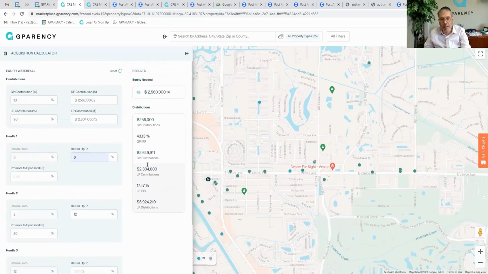Once they make out this deal, now you can see on the side, equity needed, the GP's putting in this amount. Based on the GP's return, because they're keeping the waterfall, they have an IRR of 43%. The LP's IRR is 17%. So now for the first time you see the full scope of the deal from the purchase price all the way down to the bottom.